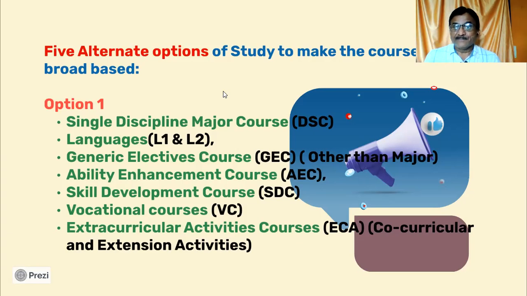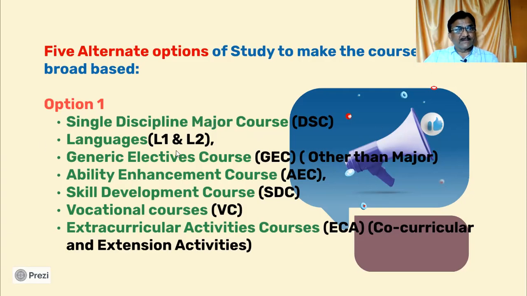Similarly, to get the BSc honors degree, one has to choose physics, chemistry, mathematics, statistics, or botany, zoology, or even computer science. One subject has to be selected by the candidate, which is to be considered as the major element to pursue the BSc honors degree. This is with respect to single discipline major courses.